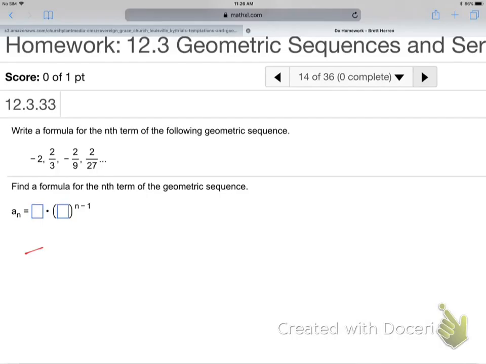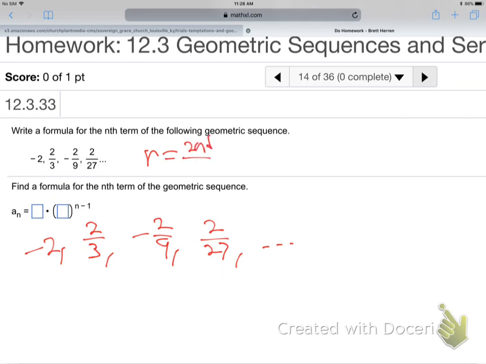Okay, so minus 2, then 2/3, then minus 2/9, then 2/27. Give it a try. So they want the formula. So really you need the R. It's all about the R. Be careful on that. Easy peasy. Negative 1/3. So if you're looking now, if you could just look at it and see it, great. If you're at all unsure what the R is, remember what you can do. R is always second term over the first.